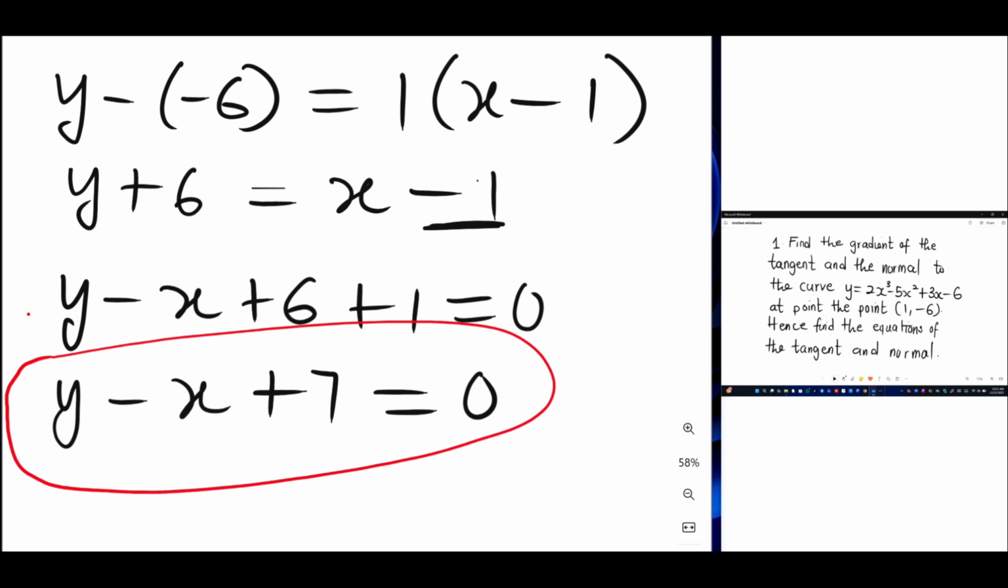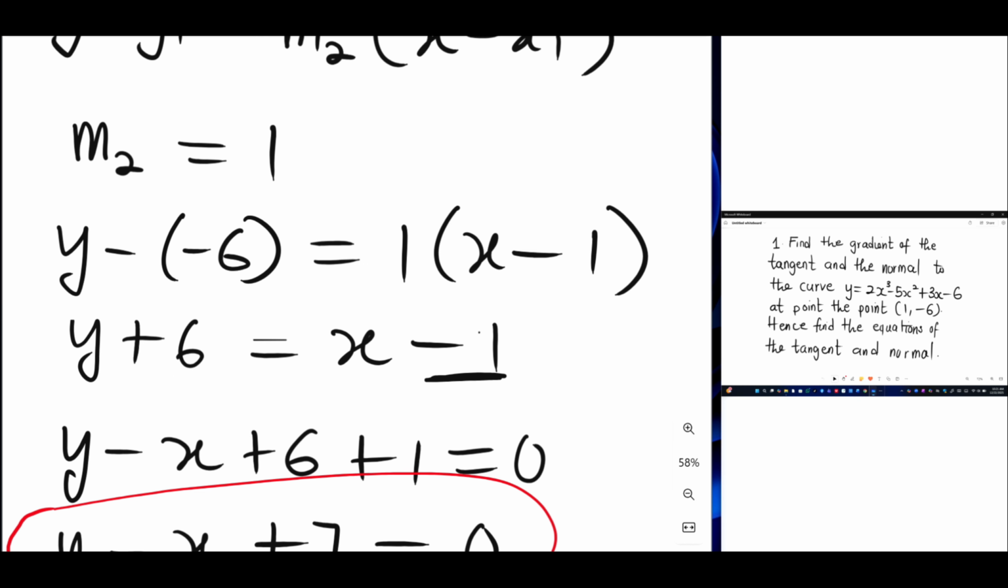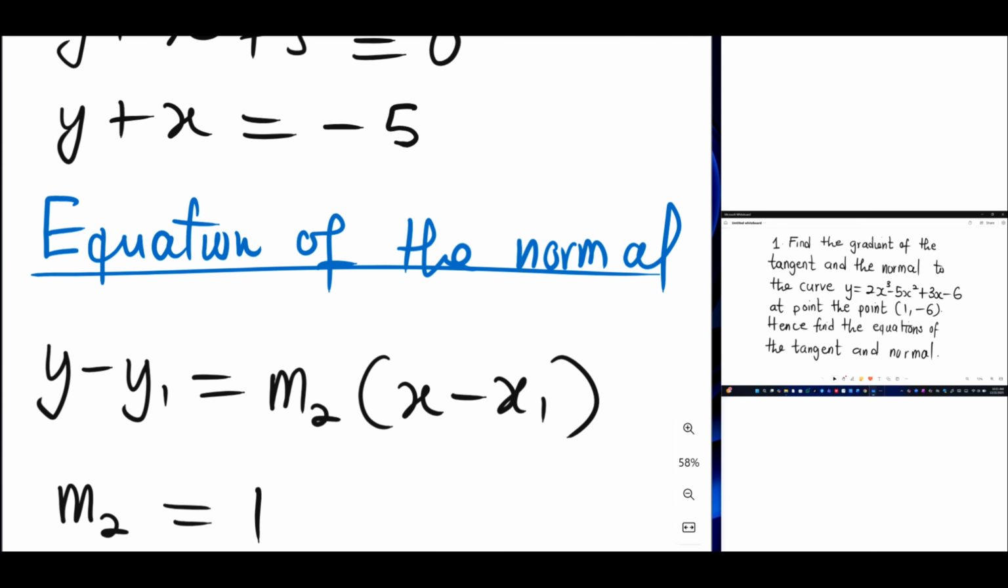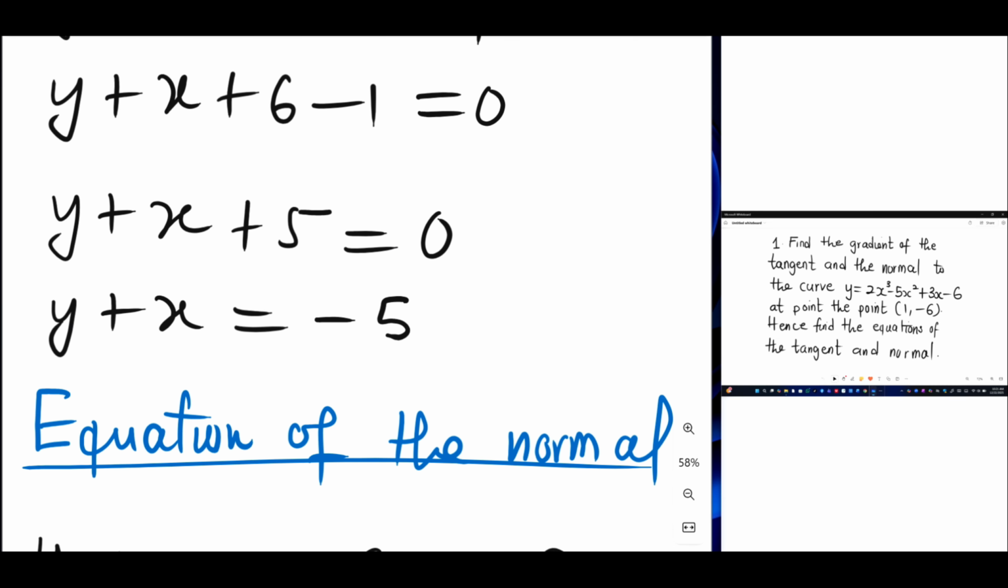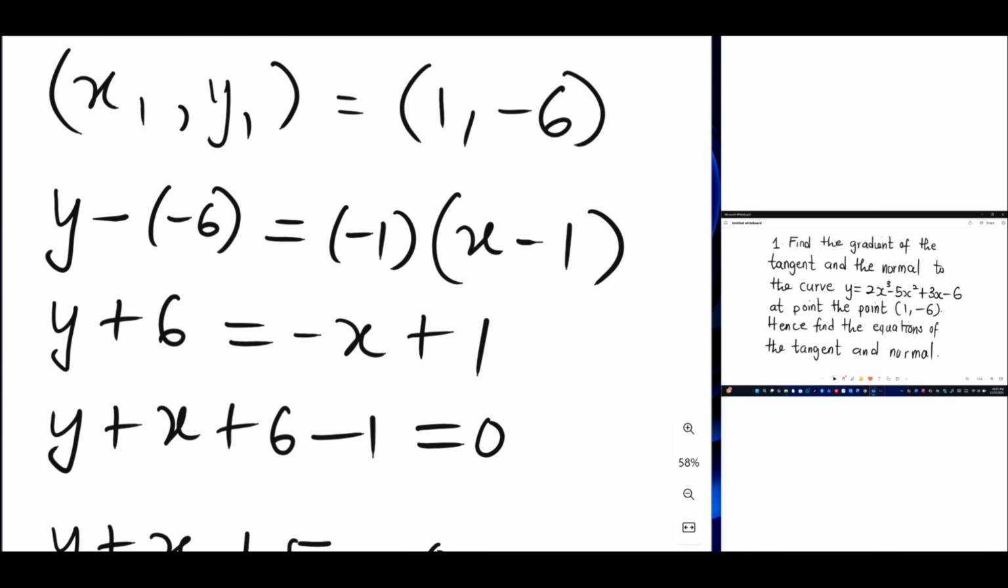All right. So we will be answering more questions on how to find the equation of a normal to a curve and the equation of a tangent to a curve.